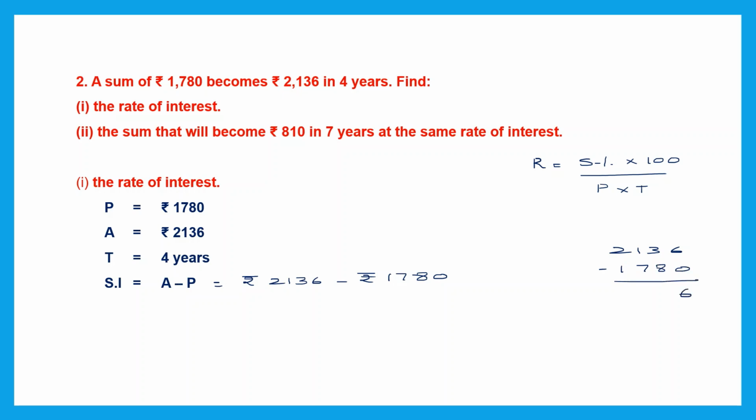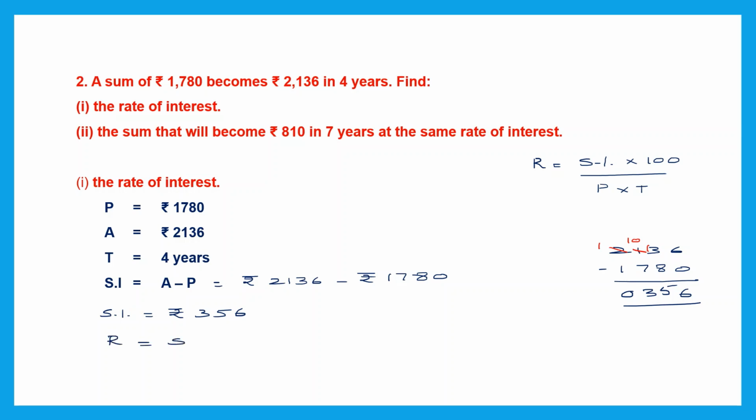Now here we need to borrow. So this becomes 0 and 13. 13 minus 8 is 5. Now again we need to borrow here. So 1 and this becomes 10. 10 minus 7 is 3 and 1 minus 1 is 0. So that is 356. So we found simple interest. Simple interest is rupees 356. Now we can find the rate of interest.